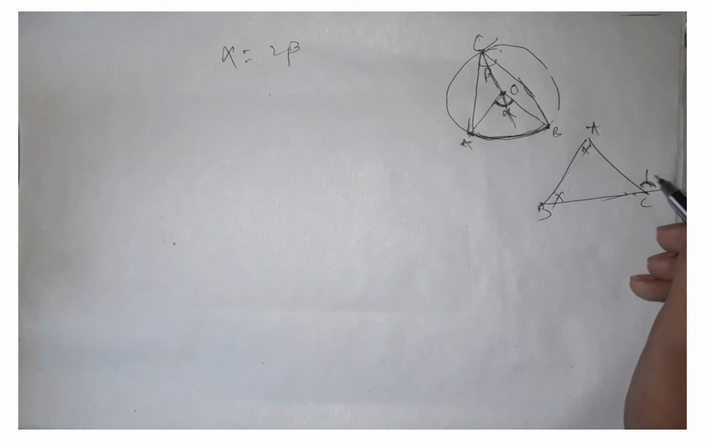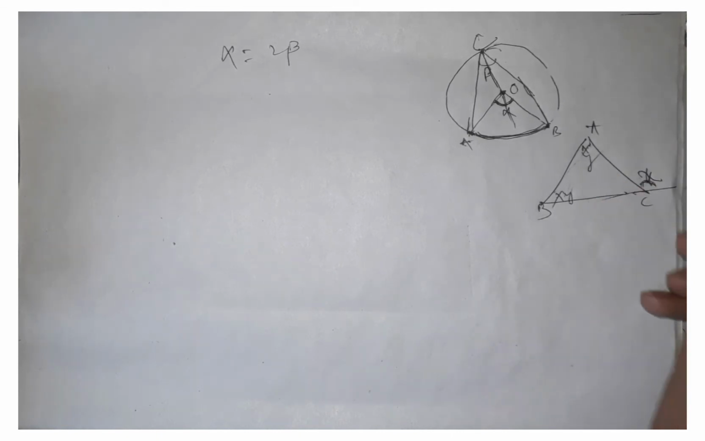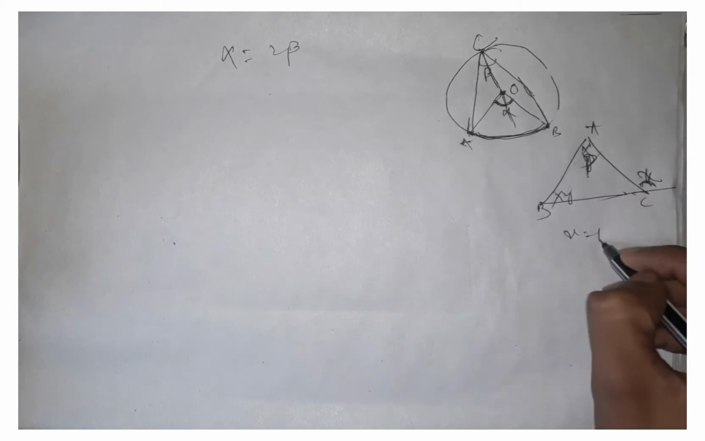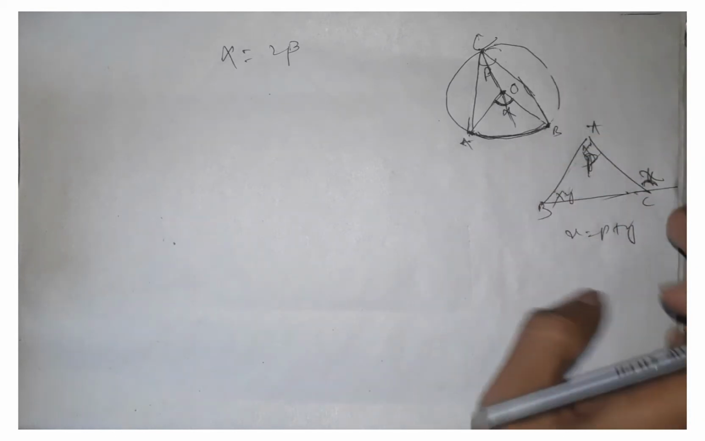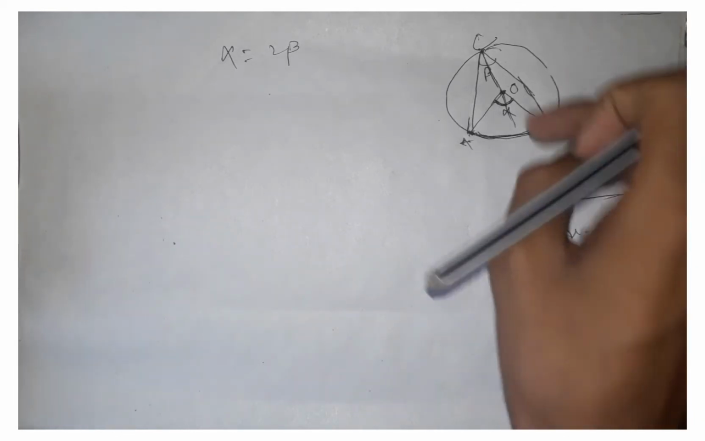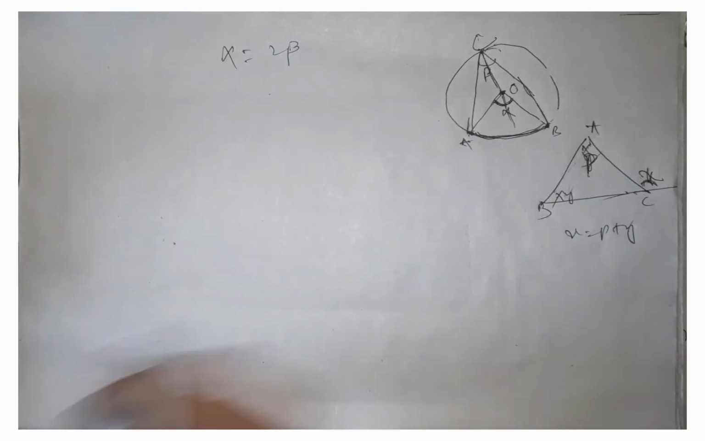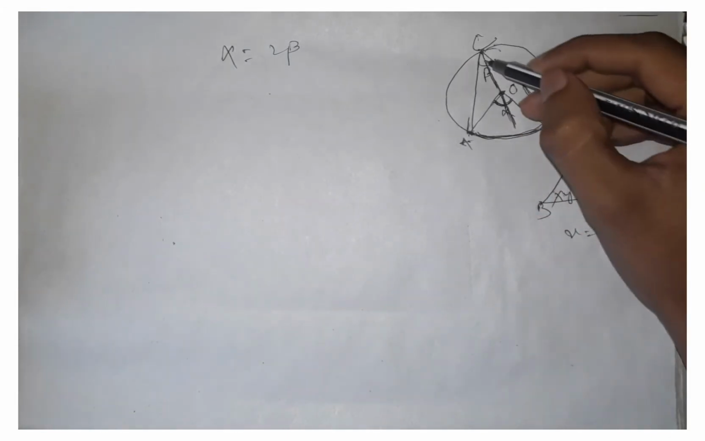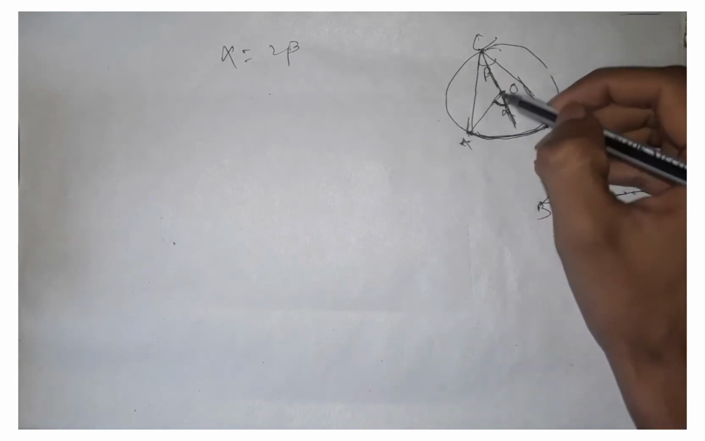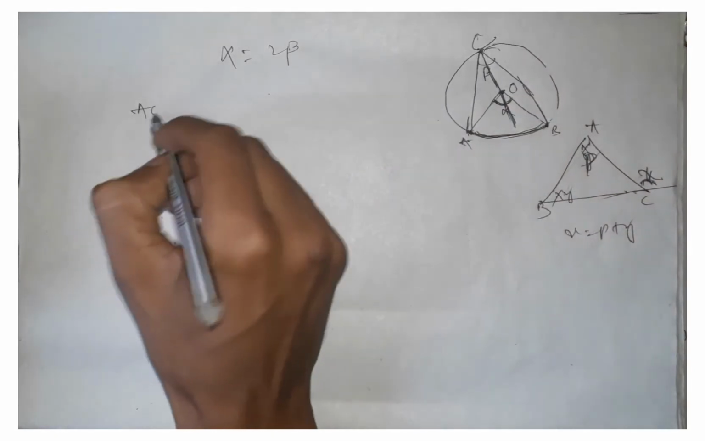Suppose this is, let's say, x, this is y, this is y. So let's just call this p. So x is equal to p plus y. We know this. There is a theorem. We are going to use this theorem to prove this theorem. Okay, let's just start. Suppose I just consider the triangle AOC.